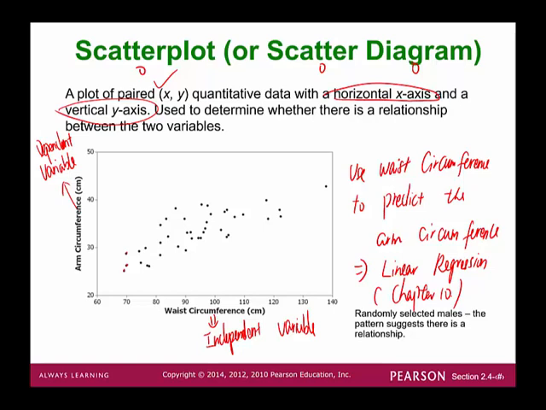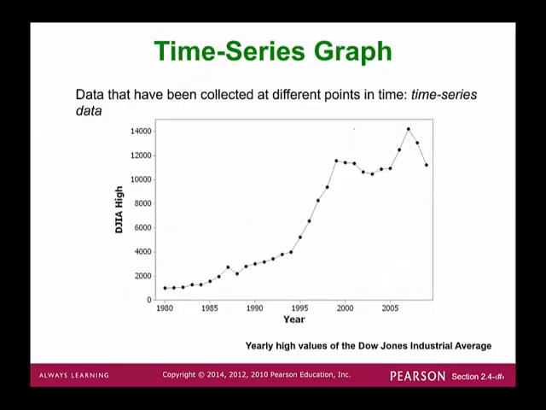If you look at the scatter plots, you can see the overall trend here is when the waist circumference increases, then the arm circumference increases. Okay, so this is what they call the direct or positive relationship, correlation, between those two variables. The scatter plot actually helps capture the relationship between two variables. We call those two variables the independent variable and the dependent variable.